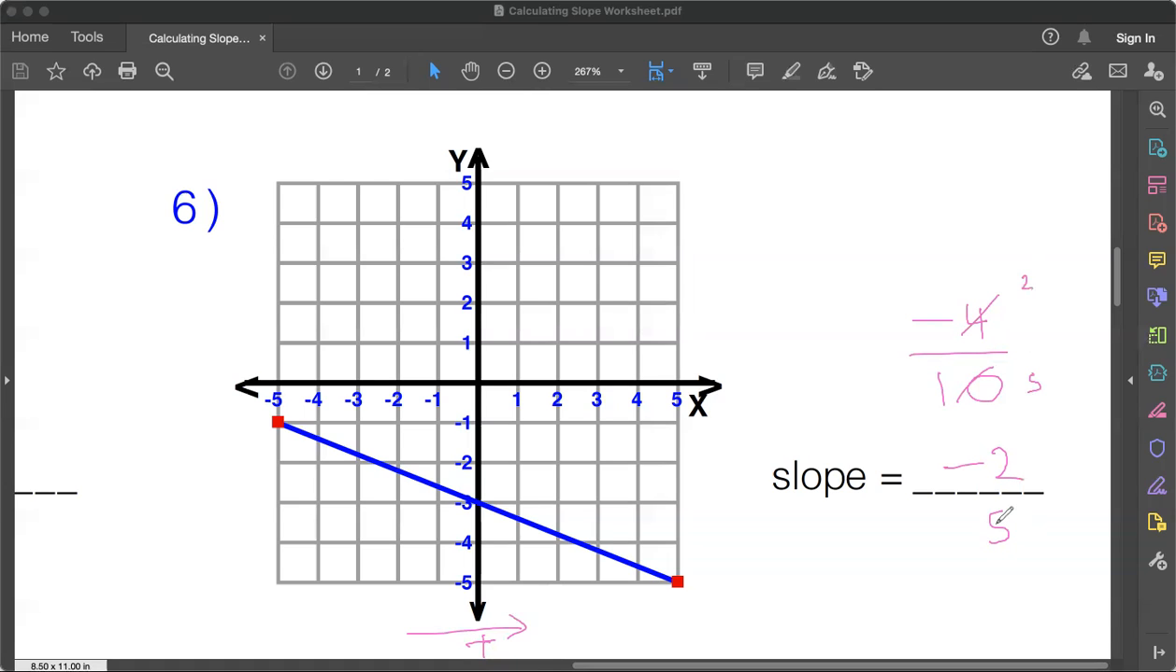Now I get it, the graph going down is negative, and going to the left is also negative. I get it now. Glad you had that epiphany moment.